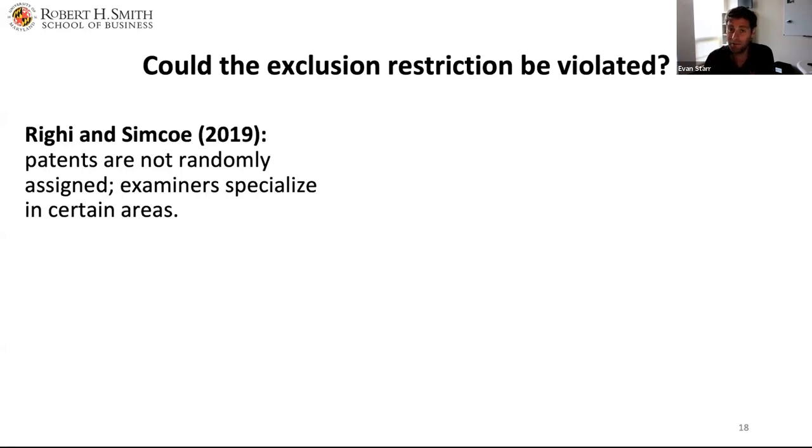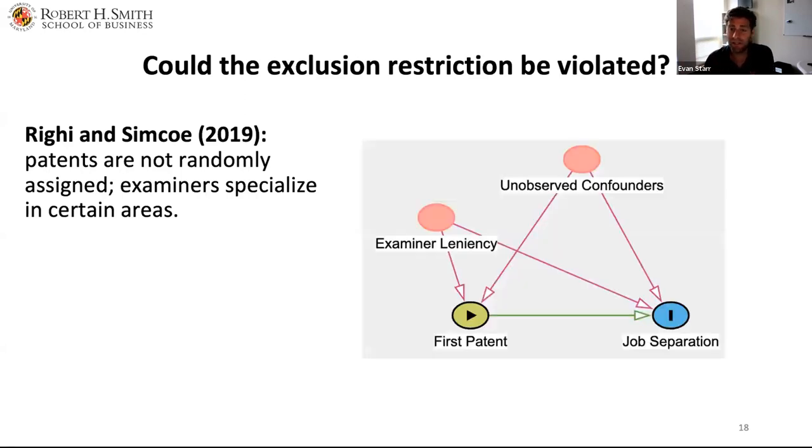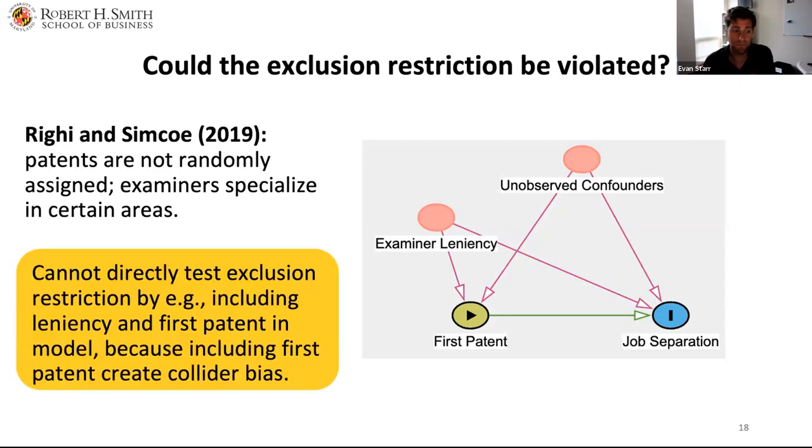And so that's what Rigobon and Simcoe show. And so what this means is that examiner leniency is not exogenous. It might, in fact, be related to job separation through some other path, except through that first patent. Okay, and so this is the DAG with what happens when you have a violation of the exclusion restriction.